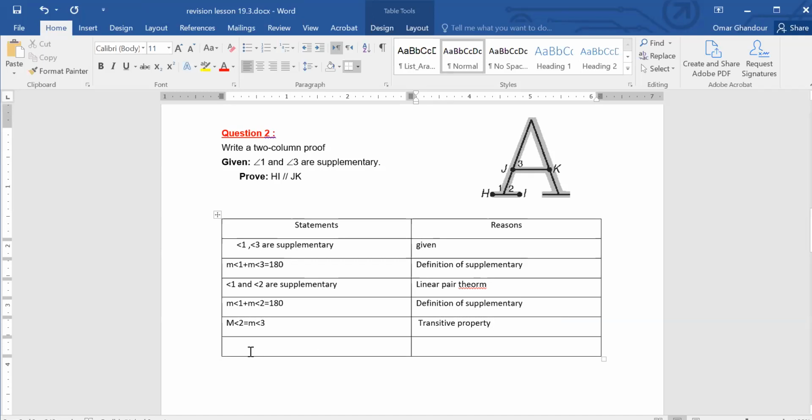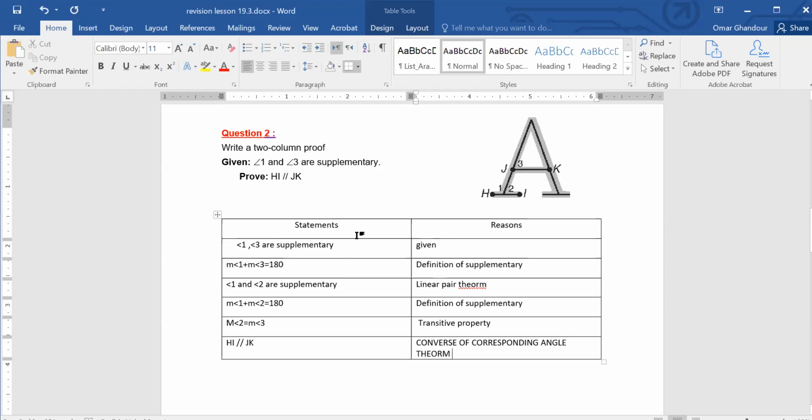And then I can write, since these two angles are equal, so HI is parallel to JK using the converse of corresponding angle theorem. And that's it.